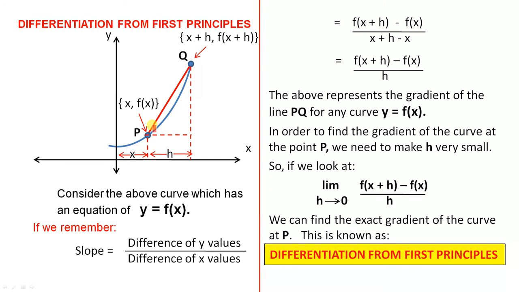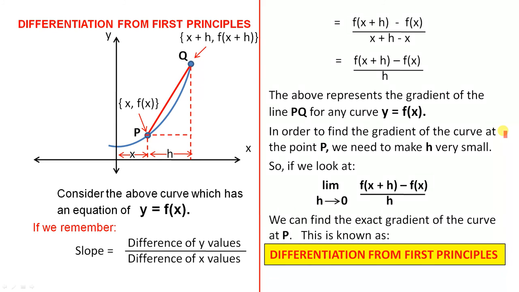So basically the slope of this red line here will be the vertical rise over the horizontal run, or the difference of the y values over the difference of the x values. The difference of the y values is f(x plus h) minus f(x), over the x value minus the x value, so it's x plus h minus x, which is f(x plus h) minus f(x) over h. The above represents the gradient of the line PQ for any curve y equals f(x).